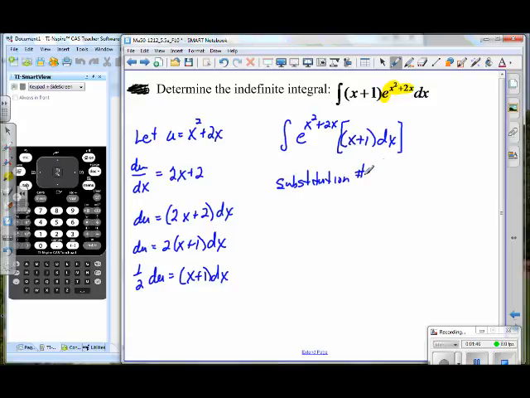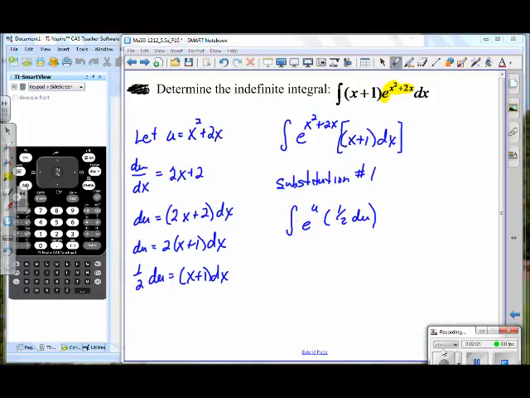Okay, so substitution number 1. We're going to take the original problem, and instead of having it in terms of x, we're going to write it as e to the u times 1/2 du. This makes it a much easier problem to work. It's a very simple problem. Well, first of all, let's take care of the scalar. So we can say that's 1/2 the indefinite integral of e to the u du.